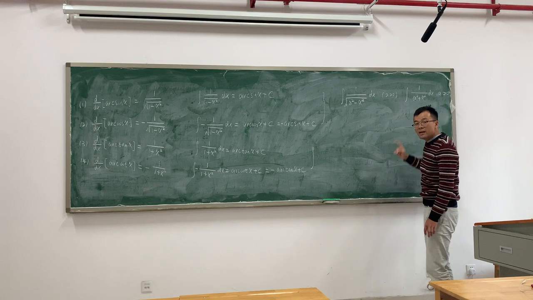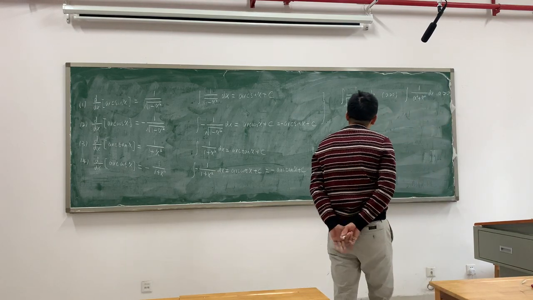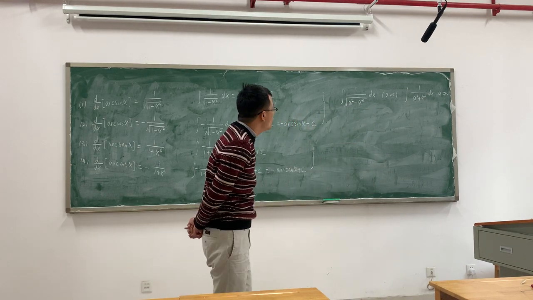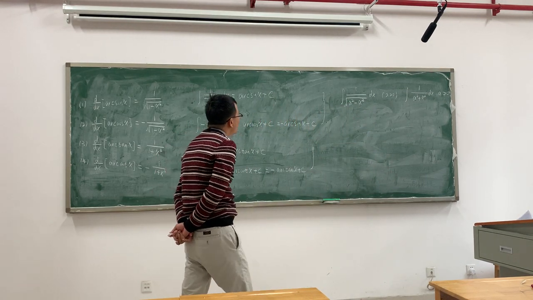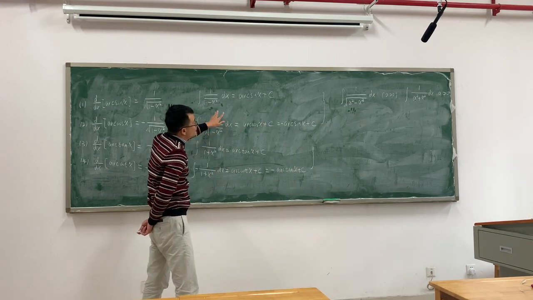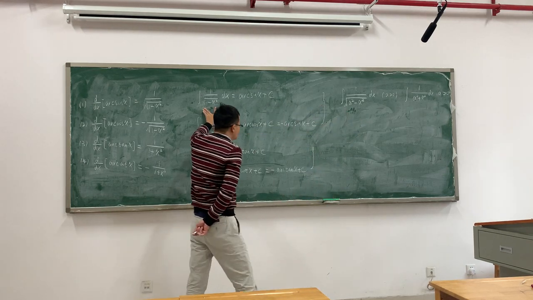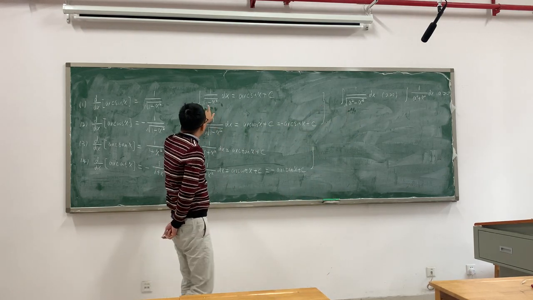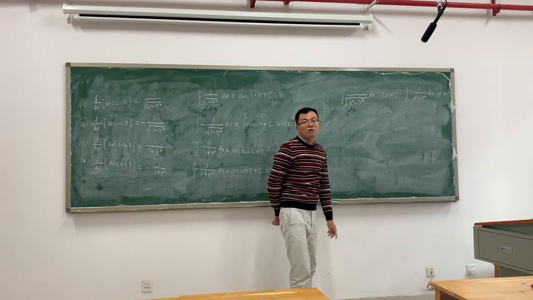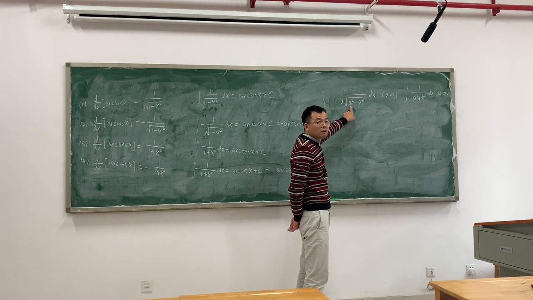So how to find the antiderivative of these two? Now we can see what's the difference between this one and this one. Here is 1, here is a squared. So I hope that here is 1.